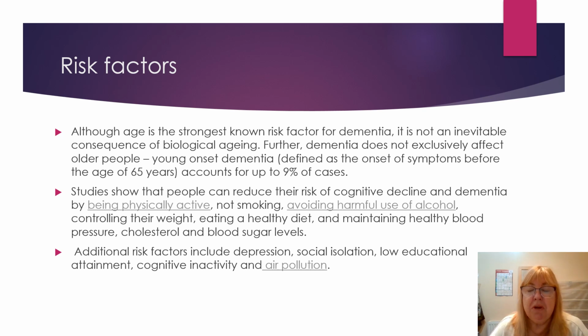Studies have shown that people can reduce the risk of their cognitive decline by being physically active. And this is the same story as we did for stroke and most other things in the world, really. Be physically active, don't smoke, avoid overuse of alcohol, manage your weight, eat a healthy diet, keep your blood pressure down, keep your cholesterol down. It's everything that we said for stroke. It's the same for dementia, really. Keep your brain active as well as your body too. I suppose I would probably add to that, really.